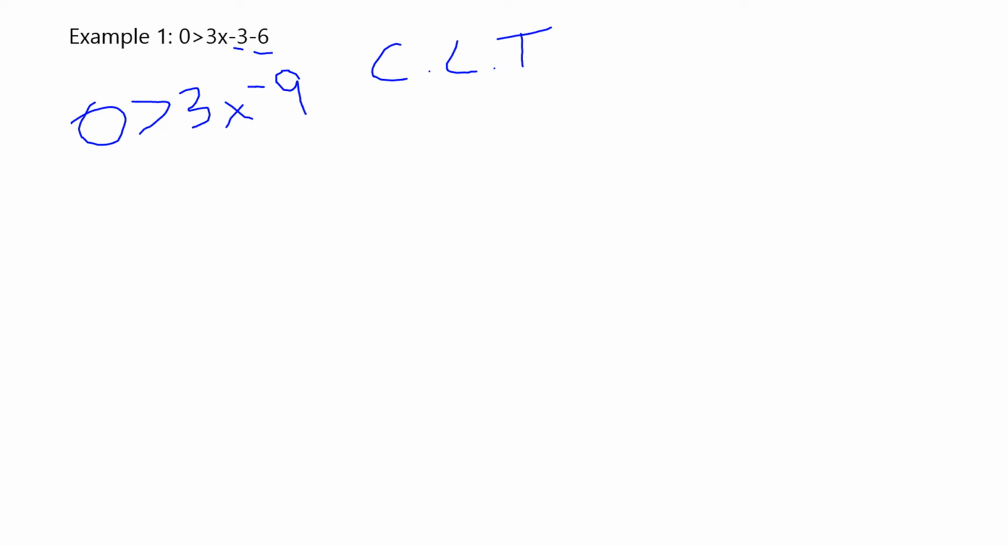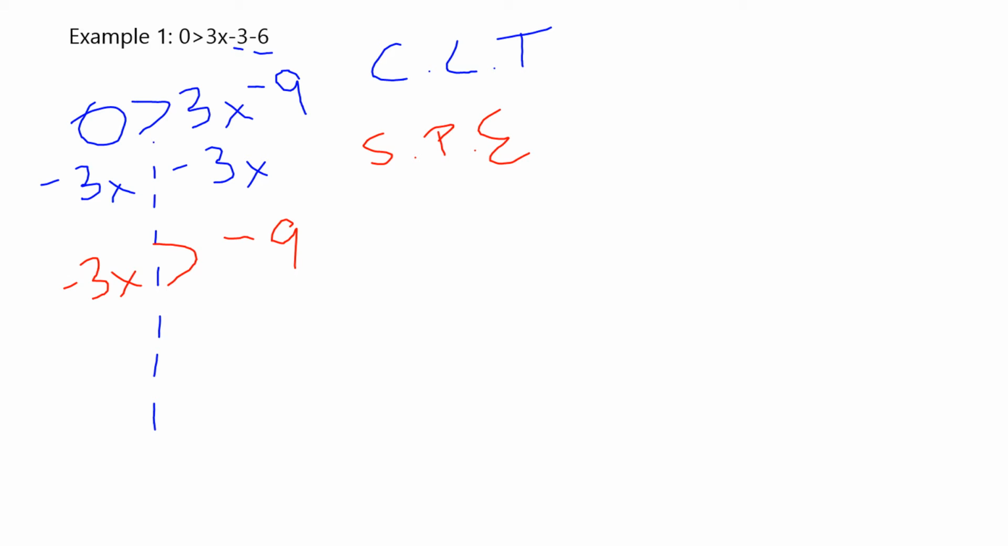My next step is I'm going to go ahead and subtract 3x from both sides. The inequality symbol is my equal sign. So when you move the sides, you need to make sure that you do the opposite. So now I have negative 3x is greater than negative 9.